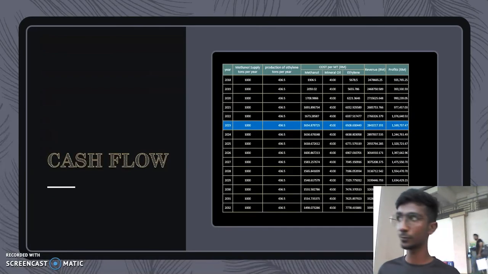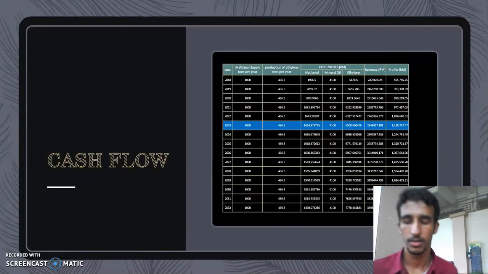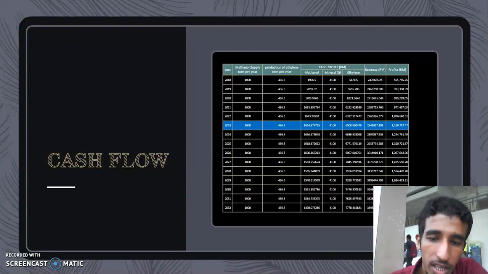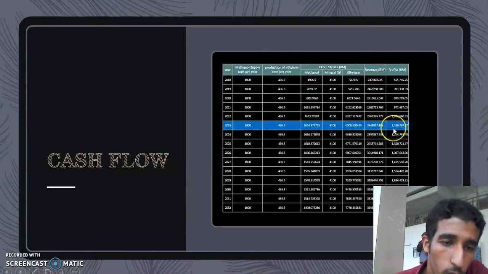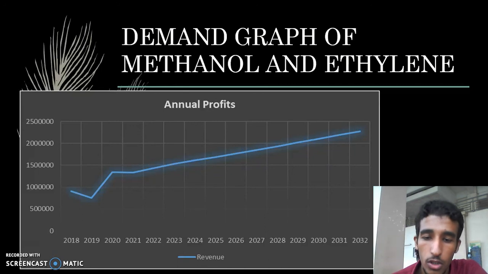Now it will be the cash flow. This is our cash flow for 10 years from the start of our company in 2023 until 2032, and it seems to produce over 1,100,000 something ringgit per year. And this graph shows that our profits are going to increase from 2023 to 2032, which seems promising.